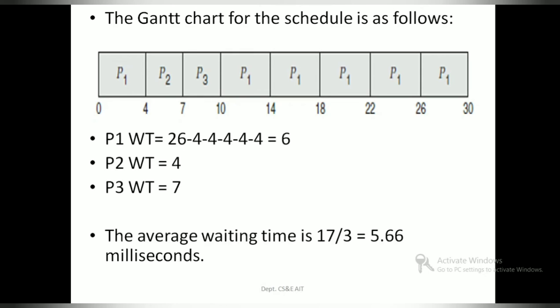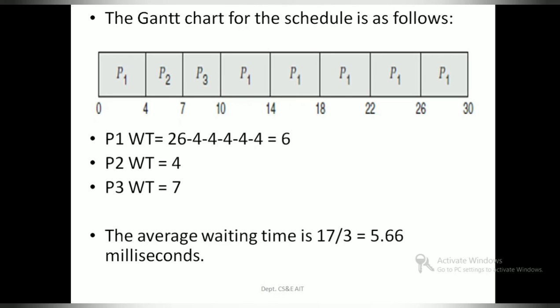Now talking about the calculation of your waiting time and turnaround time. So how do you calculate the waiting time for your round robin scheduler? You need to consider the previous occurrences of the process in the system.